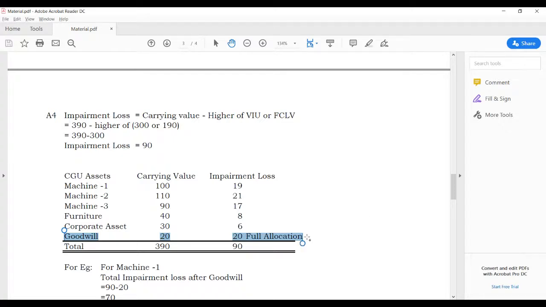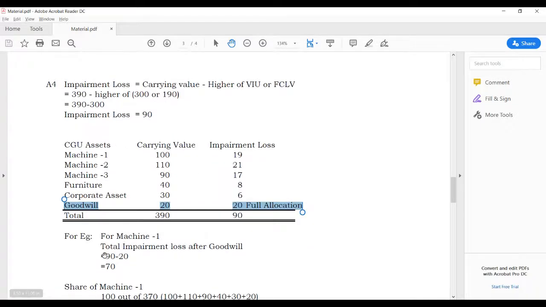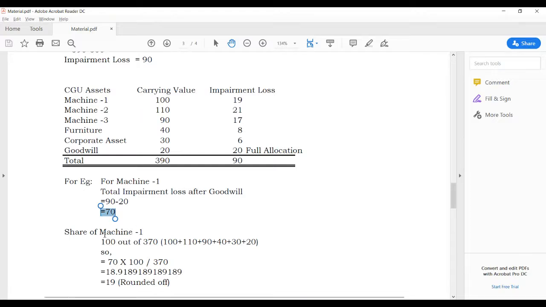Then the rest of the impairment loss, that is 70 rupees after recognizing 20 rupees against goodwill, is required to be allocated against each asset in the proportion of their carrying value. For example, let's say machine 1. Machine 1 has a 100 rupees carrying value. Now the total carrying value is 100, 110, 90, 40, 30. So 390 minus 20, the total will be 370, the total carrying value of the rest of the cash generating unit. And the carrying value of machinery 1 is 100. So 100 by 370 will be the proportion in which I need to recognize the impairment loss of rupees 70.